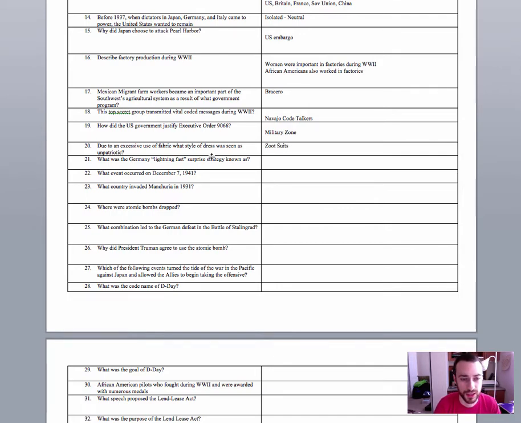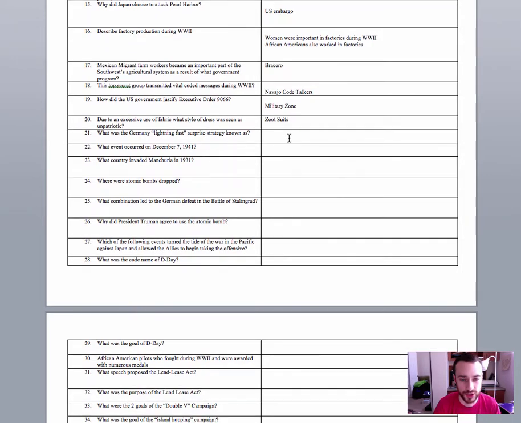What was the German lightning-fast surprise strategy known as? Blitzkrieg. For those that like football, think of the Blitz, surprise attack. I think this is how you spell it. What event occurred on December 7th, 1941? Pearl Harbor. What country invaded Manchuria in 1931? That is, oops, not China. No, not China, Japan.